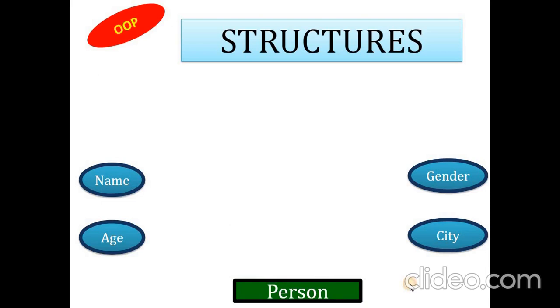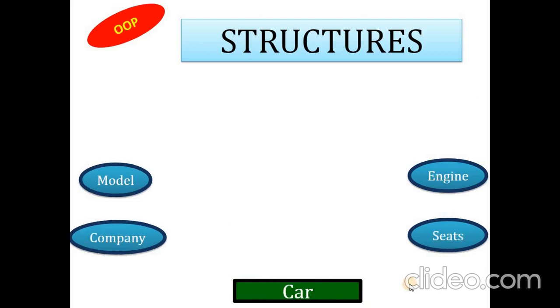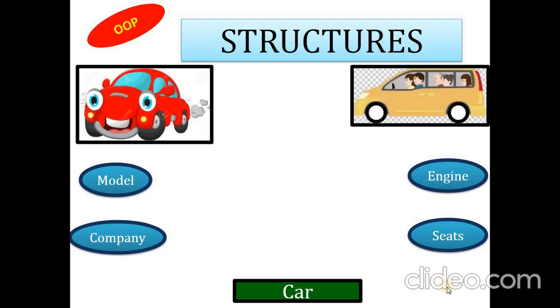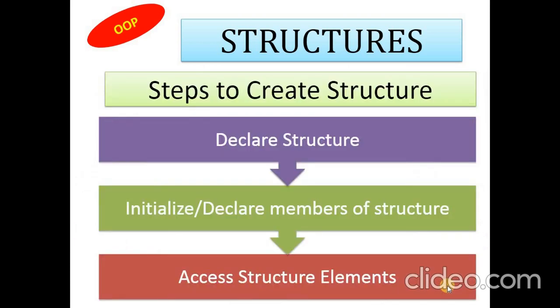So these are the things which you can have. Similarly, there can be a car, where the car has a model, a company, engine and seats. So this becomes a type of structure which can be under a single name, car. So the steps to create a structure in C++: here you have to declare a structure first.